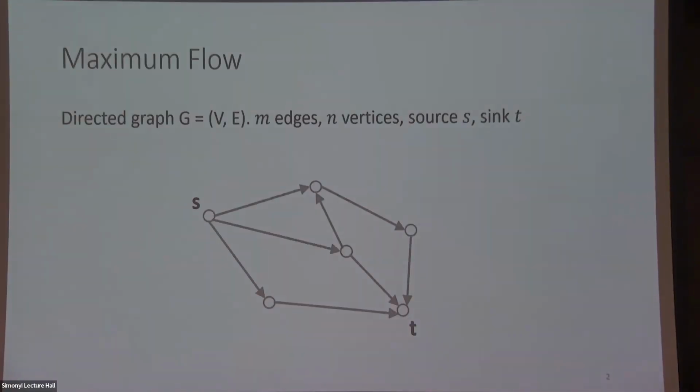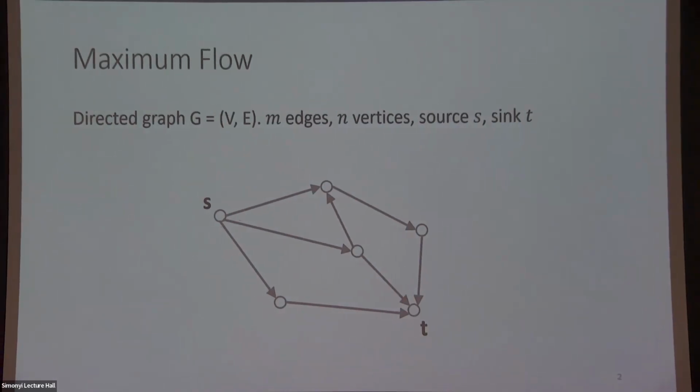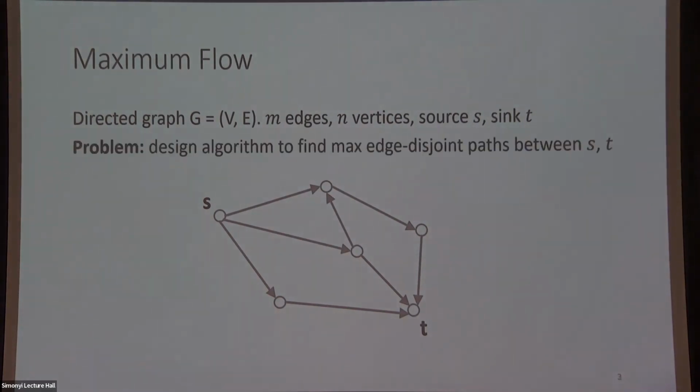To start, I should probably define the maximum flow problem. In the simplest form of this problem, we have a directed graph G with vertex set V, edge set E, and just to set up some notation, we'll say that there's M edges and n vertices, and two special vertices S and T, which we call the source and the sink. In this problem, our goal is to design a fast algorithm that will find the maximum number of edge disjoint paths in this graph between S and T. So in this example, the maximum flow value is 3 because there's exactly 3 edge disjoint paths between S and T that we can find, and we can't find any more no matter what we do.